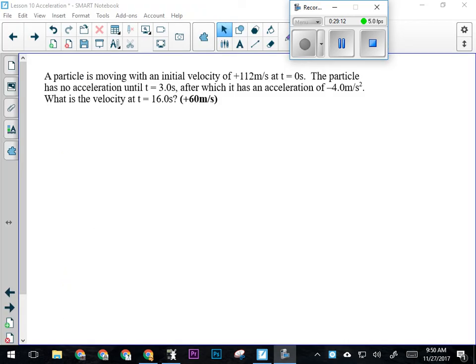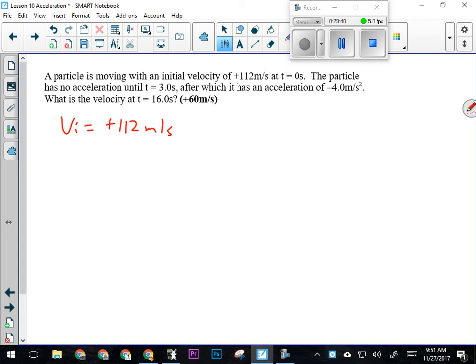Okay, so question here for number 16. We got a particle that's moving with an initial velocity of positive 112. So we were told VI there, positive 112 meters per second at time 0 seconds. So that's VI. The particle has no acceleration until time 3 seconds. So if it's not accelerating, what is it doing? No, it's moving at a constant speed of 112 meters per second. Everybody follow me there?